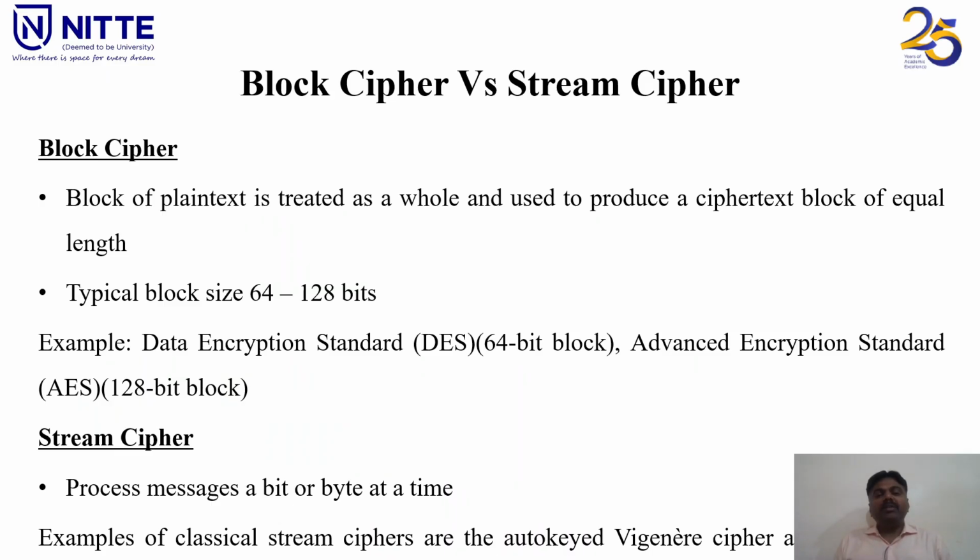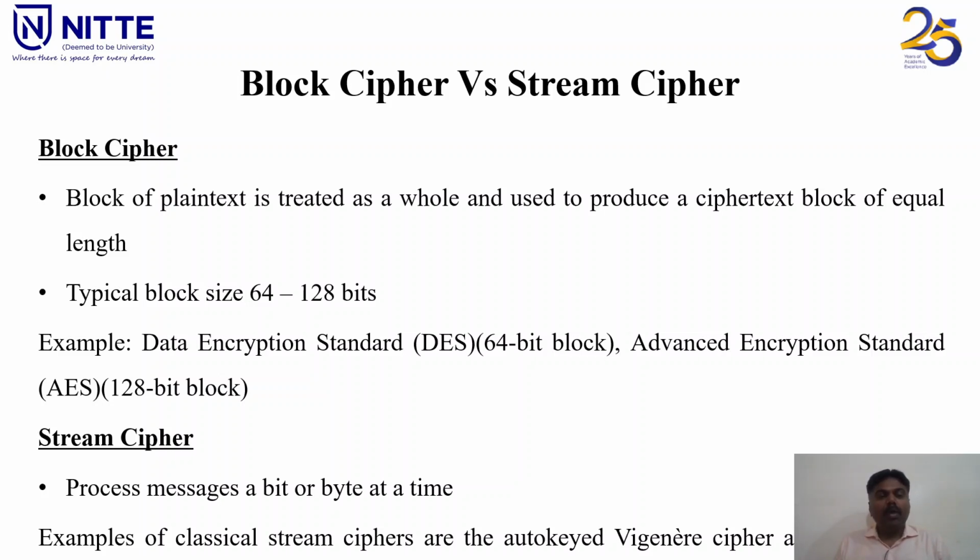Now, when we go for symmetric or asymmetric encryption, the messages are encrypted either in terms of blocks or in terms of a stream. The plaintext gets converted into ciphertext in the form of blocks or in the form of a stream. So let us understand what the block cipher versus the stream cipher is.